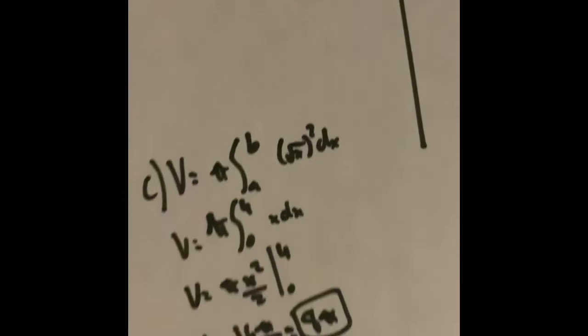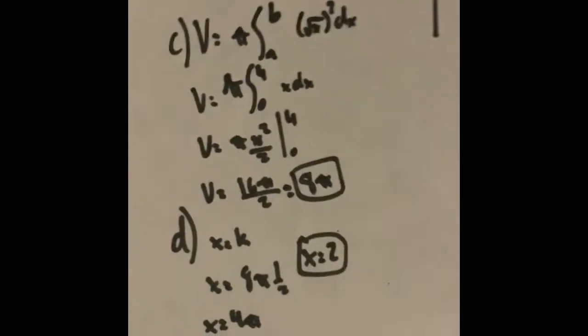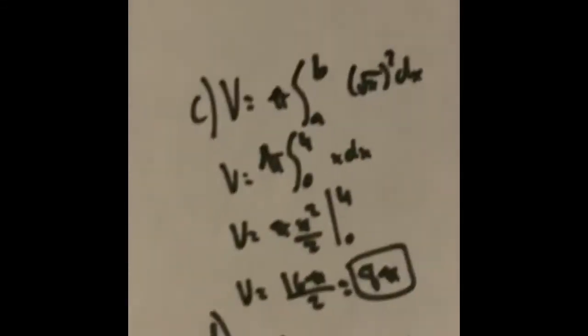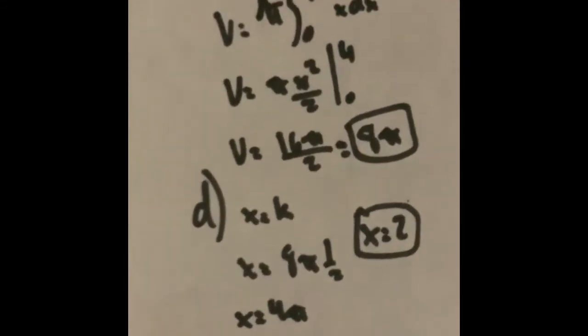And again, for the value that I had to find, I got x equals 2 because it's just the exact middle again. It's the exact half of what the actual volume is.